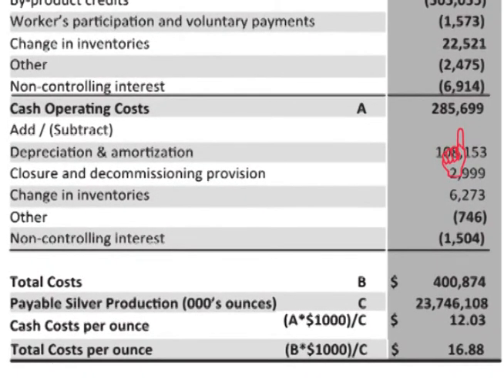To calculate total costs, we add the cash cost, depreciation, depletion, and amortization costs, which in the case of Pan American is about $108 million. We add closure costs, which is technically a depreciation cost but listed separately.